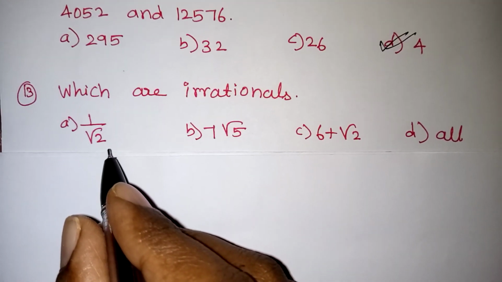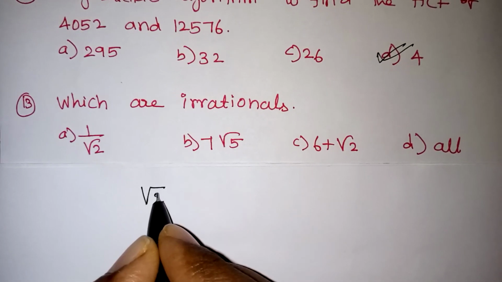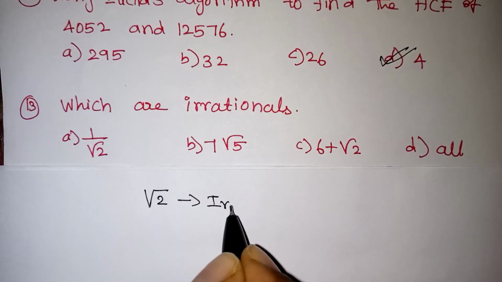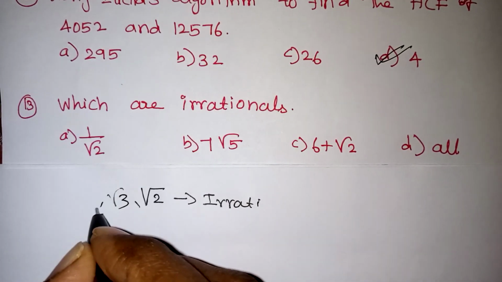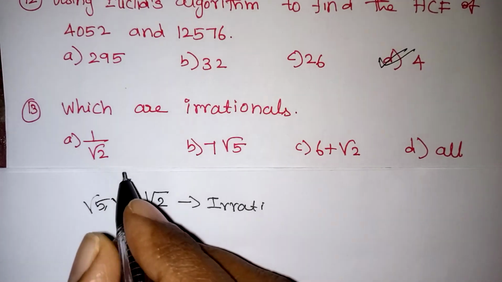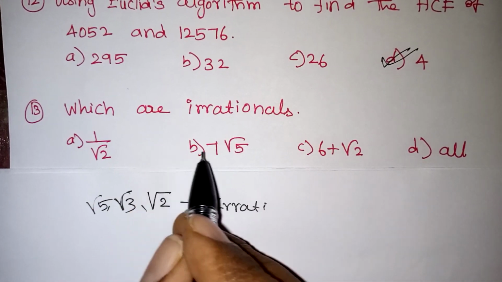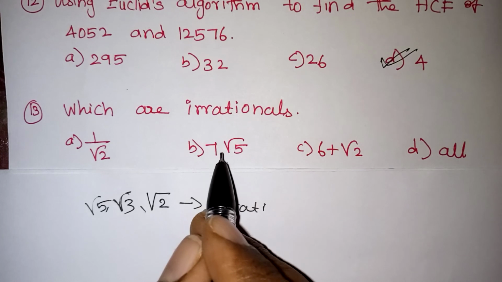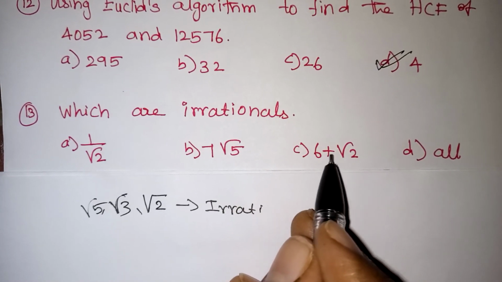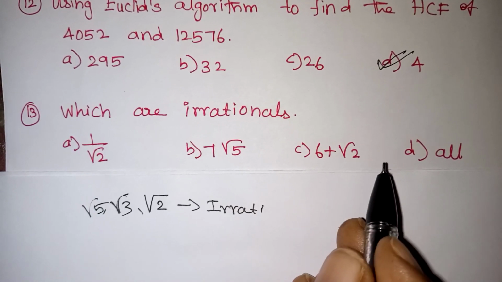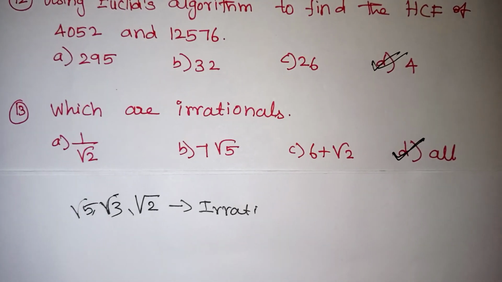So here comes our next question. They are asking which are irrational. We all know that the square root of a prime number will always be irrational. So we know that root 2 is irrational, root 3 is irrational, as well as root 5 is also irrational. So 1 divided by an irrational number, the whole number will be irrational. Here root 5 is irrational, irrational into 7 will be an irrational number again. So root 2 is irrational, so something added to an irrational number is also irrational only. So all the options are giving irrational numbers only. So all of the above is the correct answer.